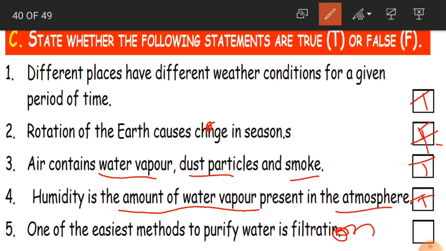Is it true, children? What did we learn in the beginning about purifying the water? Which is the easiest method to purify water? It is boiling. No, it is not filtration. So this is a false statement. Clear, children? So this is false. I am just marking F here.